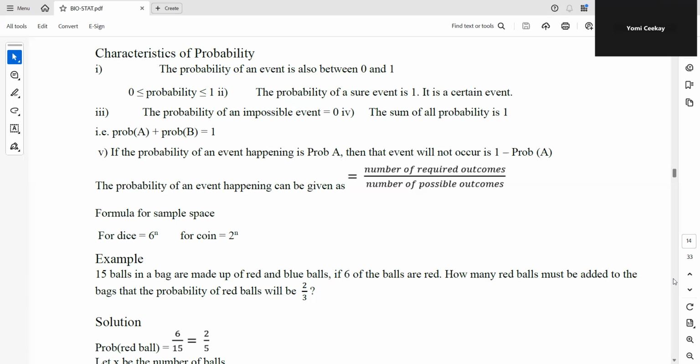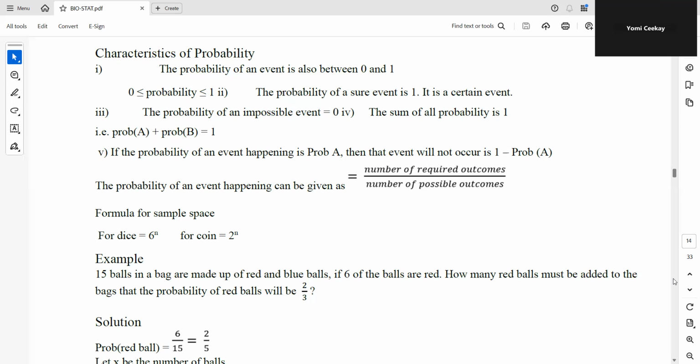Now, for reference purposes, the formula for finding the sample space of a coin. How many faces does a coin have? 2. So the number of sample space is 2 raised to power what? N, where N is the number of trials.